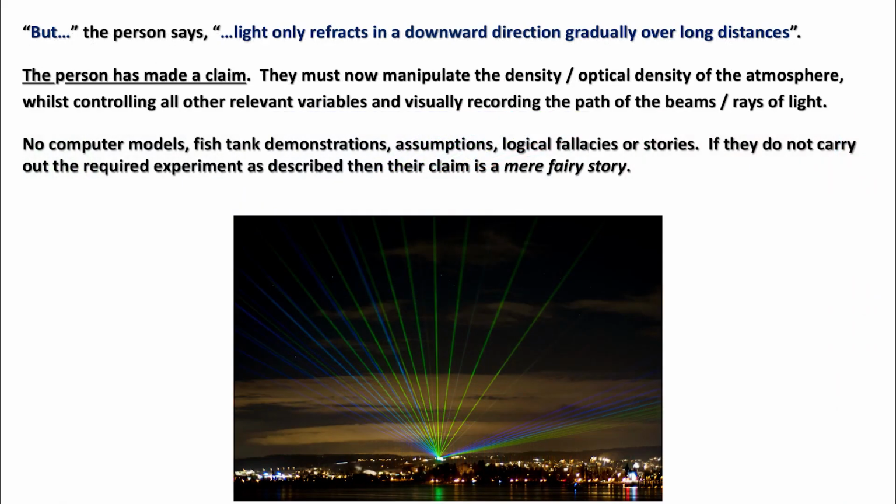But, the person says, light only refracts in a downward direction gradually over long distances. The person has made a claim. They must now manipulate the optical density of the atmosphere whilst controlling all other relevant variables and visually recording the path of the beams and rays of light. No computer models, fish tank demonstrations, assumptions, logical fallacies, or stories. If they do not carry out the required experiment as described, then their claim is a mere fairy story.